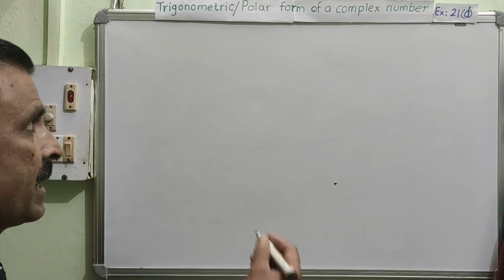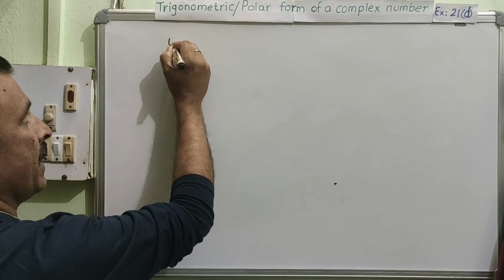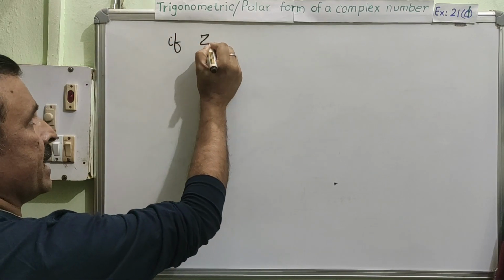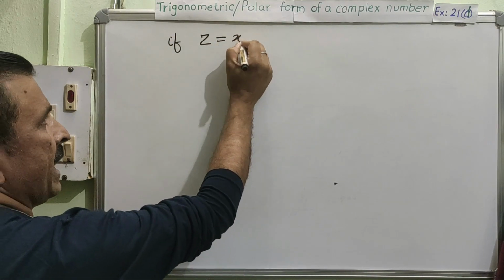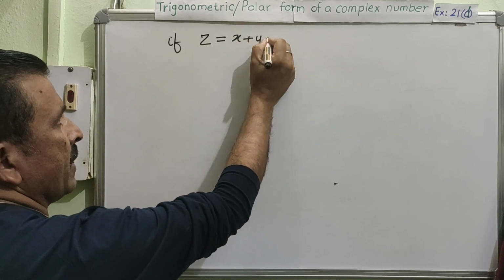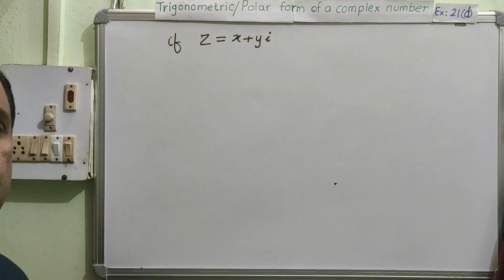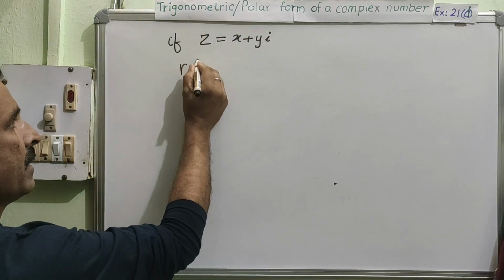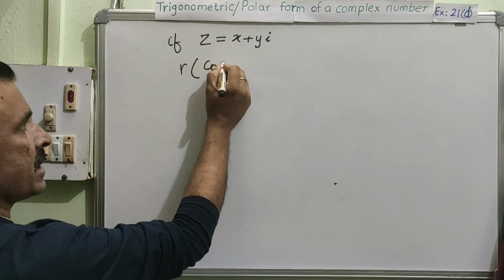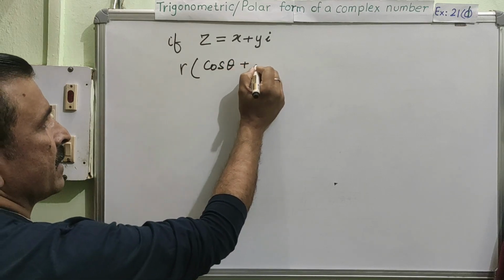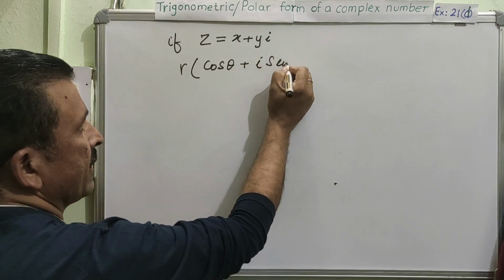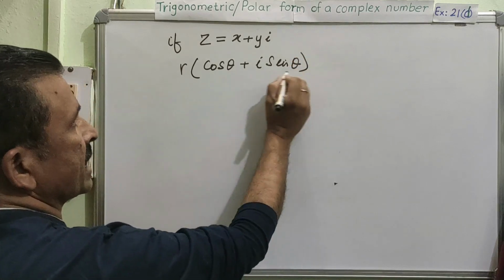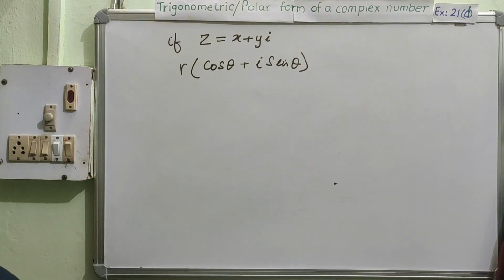Suppose the complex number z is equal to x plus yi. If this is the complex number, then the polar form or the trigonometric form of a complex number can be written as r times (cos theta plus i sin theta). This is called the polar form of a complex number.